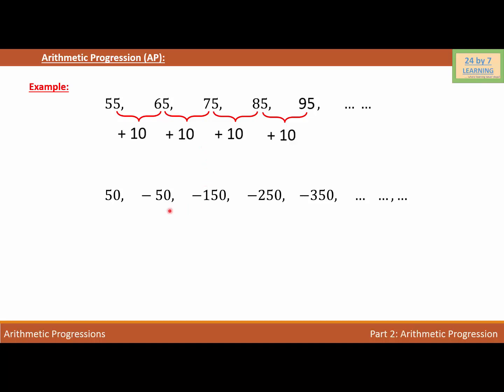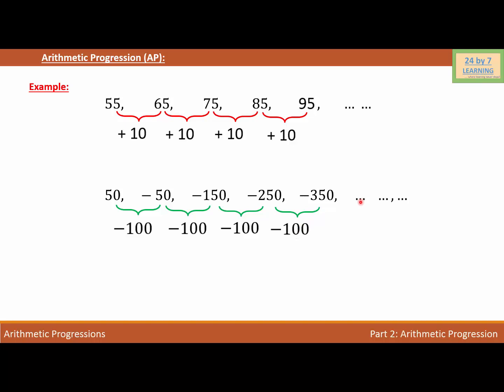This is another sequence that I have, where the first term is 50, then negative 50, negative 150, negative 250, and negative 350. Let's talk about the first two numbers. Between these two terms, the difference is negative 100, because negative 50 minus 50 is negative 100. In the same way, the difference between these two numbers is negative 100. The difference between negative 150 and negative 250 is again negative 100. And in the same way, the difference between negative 250 and negative 350 is also negative 100.